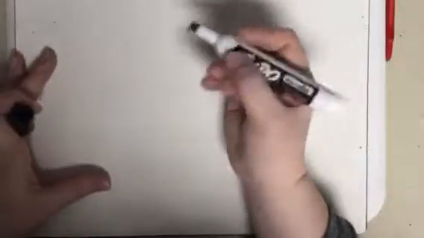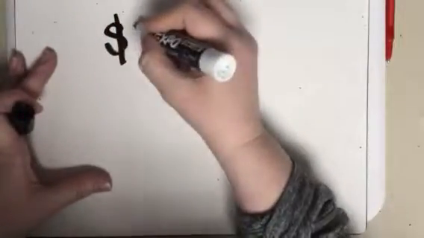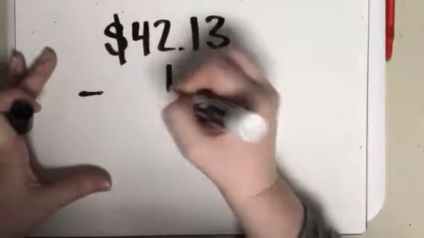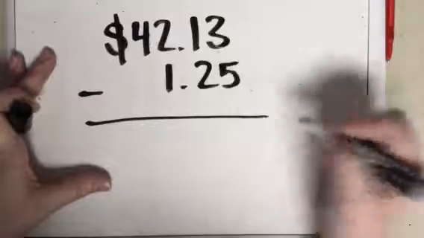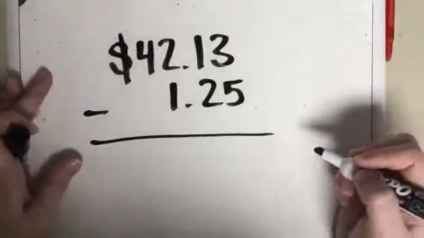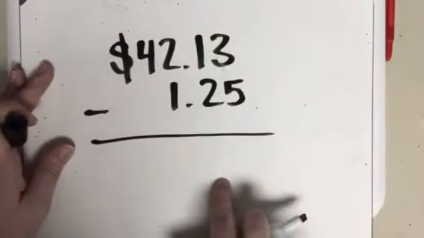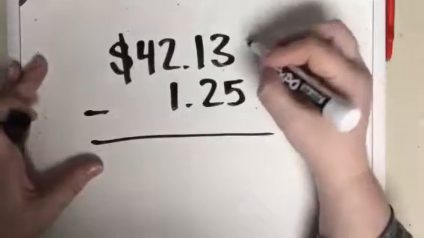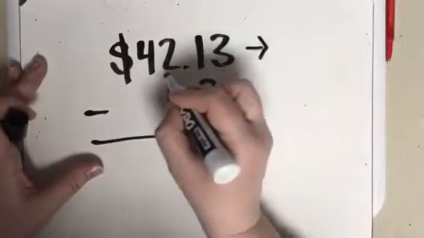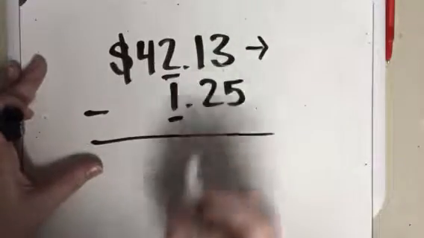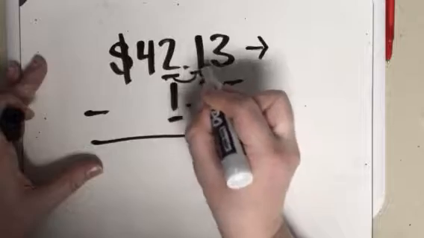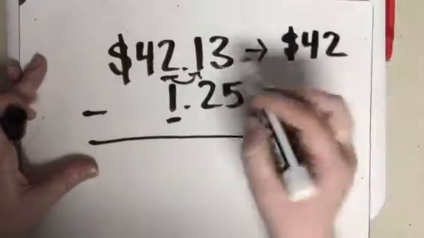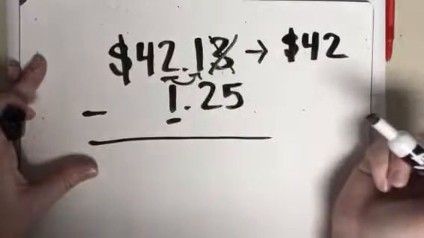What if it was estimate the difference of 42.13 and 125? Estimate the difference. Am I going to actually solve this problem? No, because they didn't tell me to do that. They told me to estimate the difference. I'm going to choose to round to the nearest whole number again. Look to the right. My 1 makes this stay the same. So 42. Remember, you just drop off everything else to the right, okay?